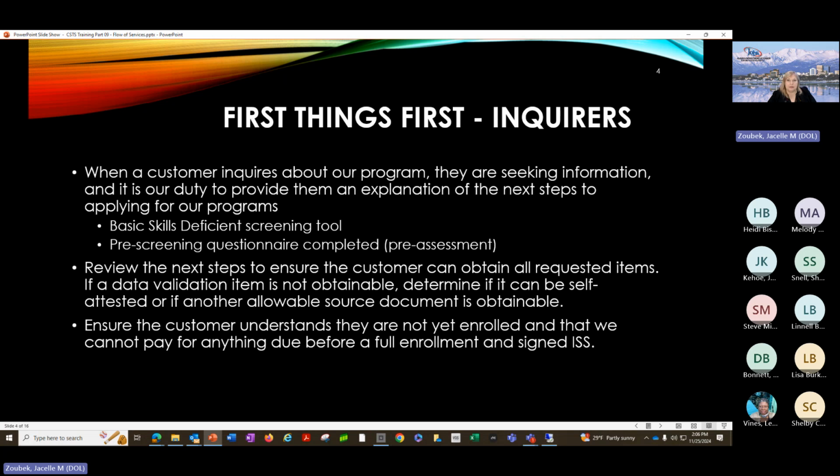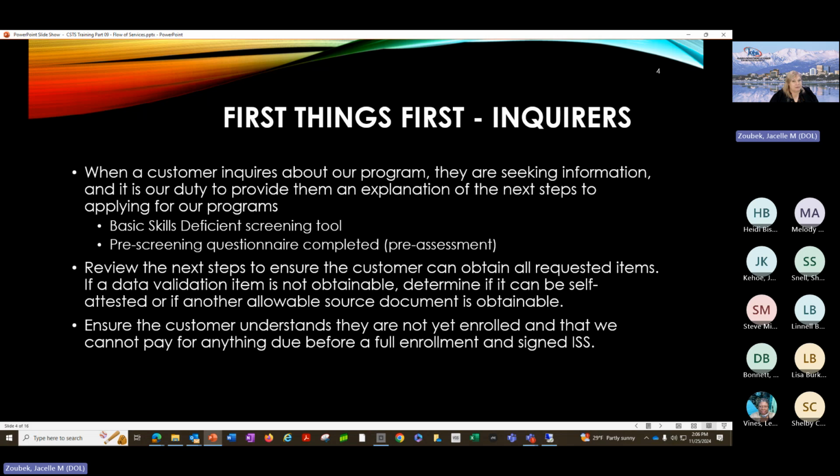Will it be burdensome? Will it take a very long time? Do you not have that document or access to the document? And then determining right then and there if you can self-attest to it for the items that would be a burden. So they know then that maybe that's something they don't have to get. You can cross it off their list.